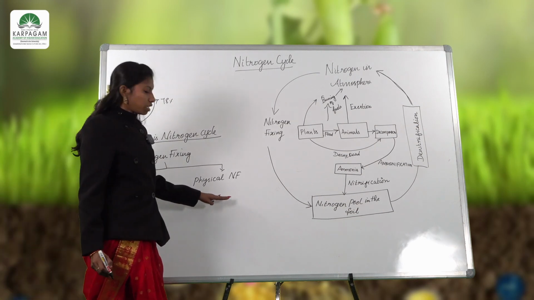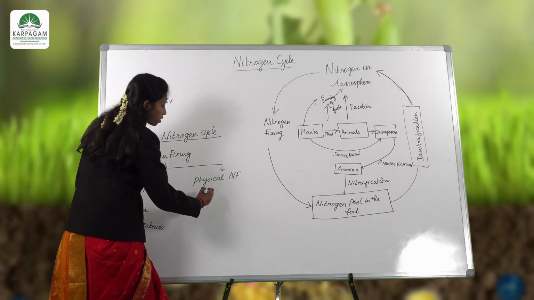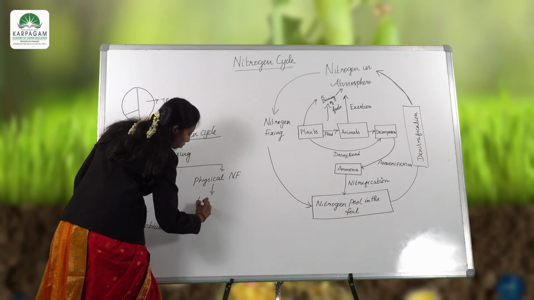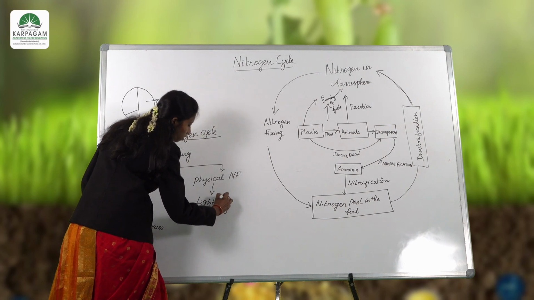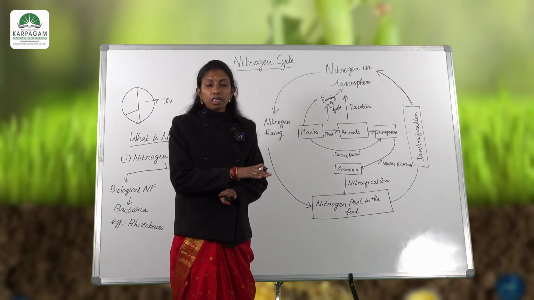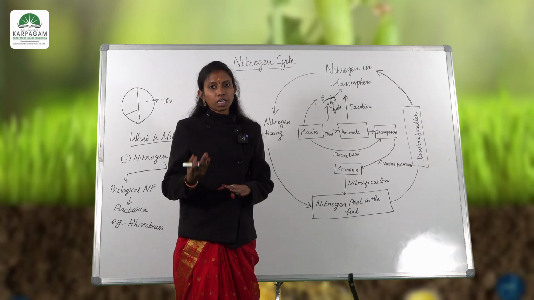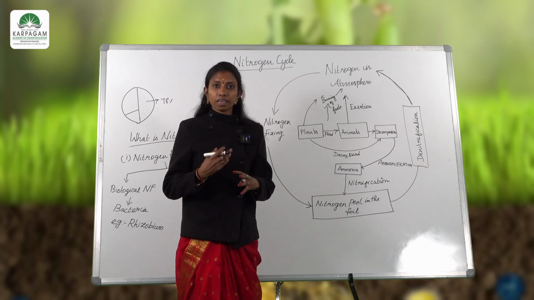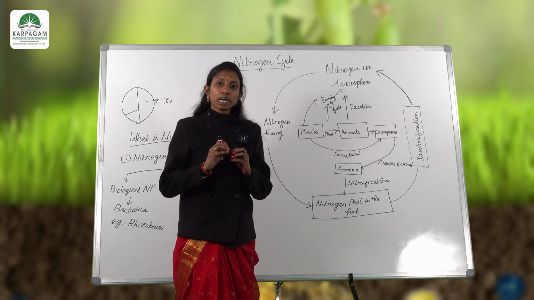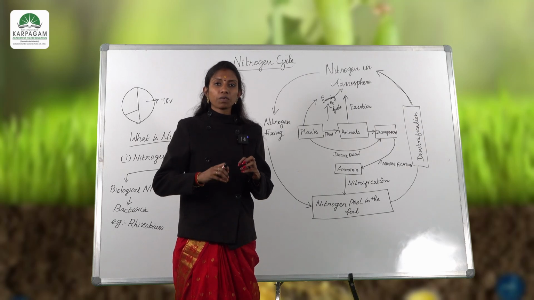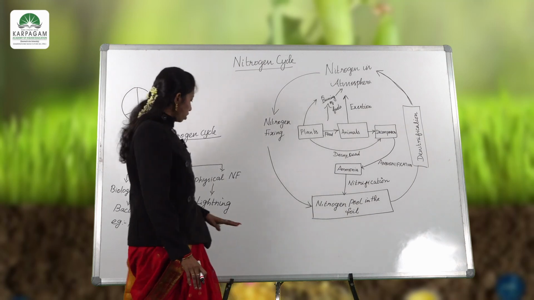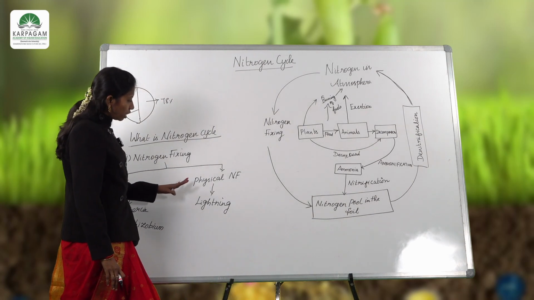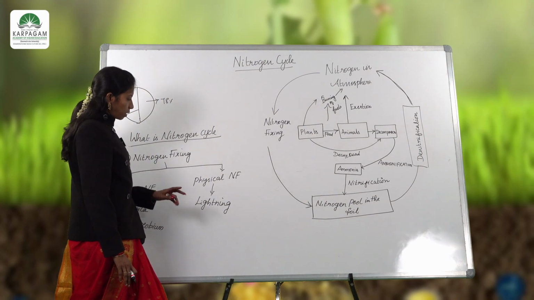And the next part is physical nitrogen fixing. This happens mainly by means of lightning. When lightning happens, the temperature and the pressure will get varied. That will release the nitrogen in the atmosphere. So that will mix with the water, and it will form acids and fall down onto the land as rainfall. So that is what happens in physical nitrogen fixing.